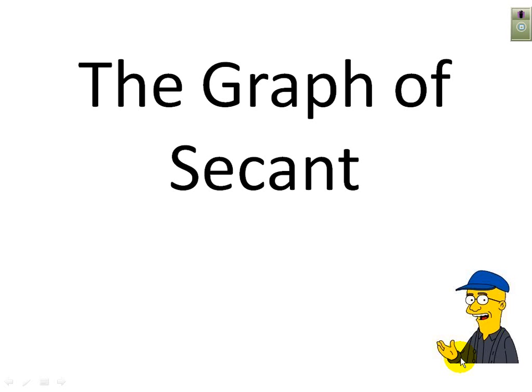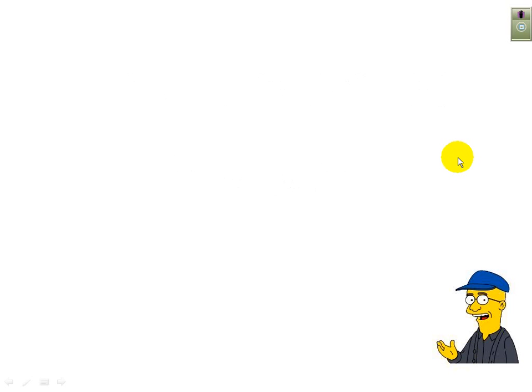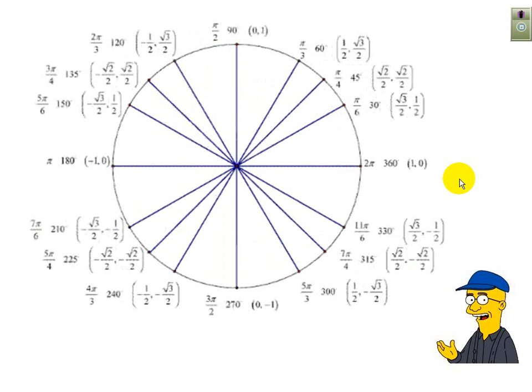Next, we're ready to look at the graph of secant. And as is our custom, we'll go back to the unit circle and recognize the relationship that secant is equal to 1 over cosine theta. So understanding this relationship together with what we know about the unit circle will help us to get an idea about what the graph of secant must look like.